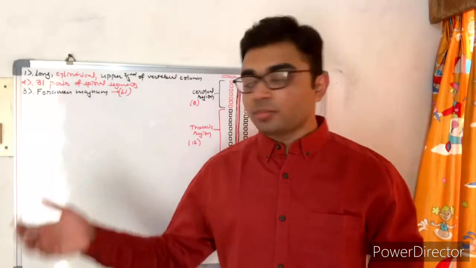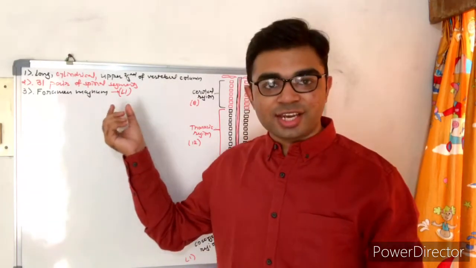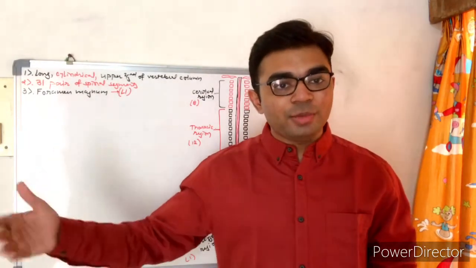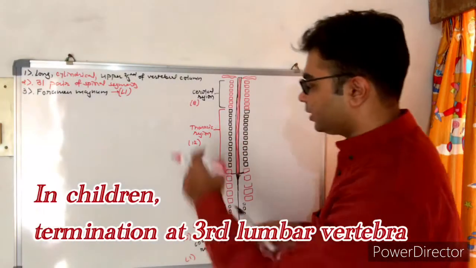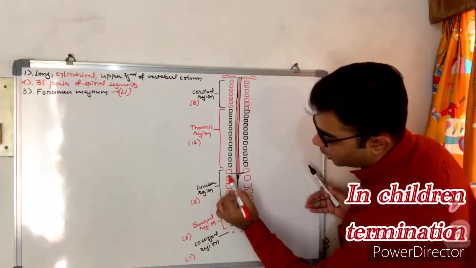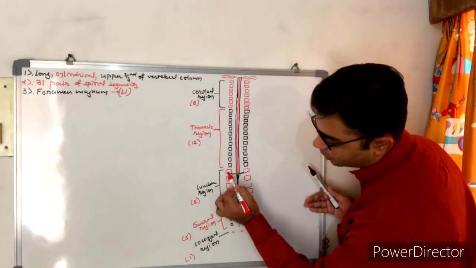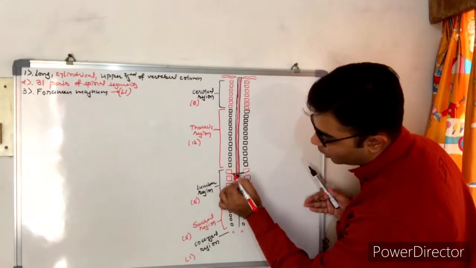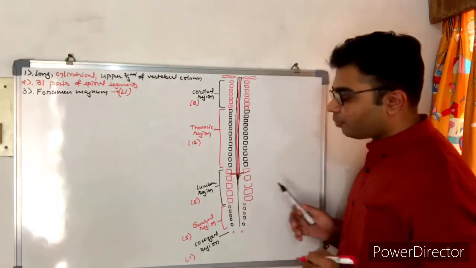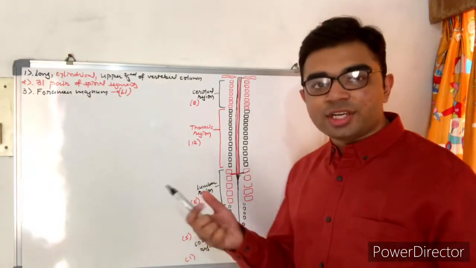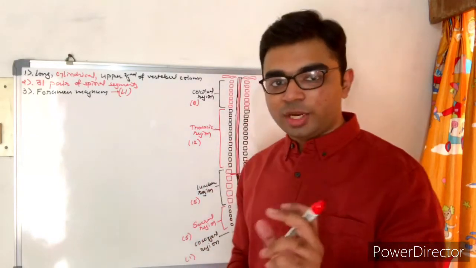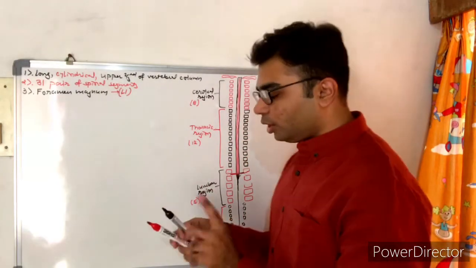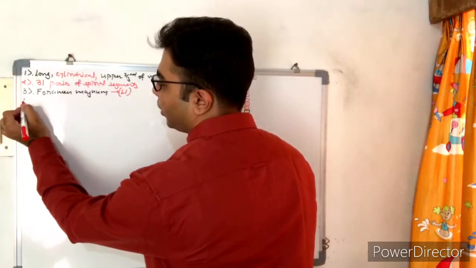or more specifically, the lower border of the first lumbar vertebra. In children, this is changed: the spinal cord terminates at the level of the third lumbar vertebra, that is L3. So in this diagram, here lies the lumbar region, and the lower border of the first lumbar vertebra is the termination of the spinal cord.